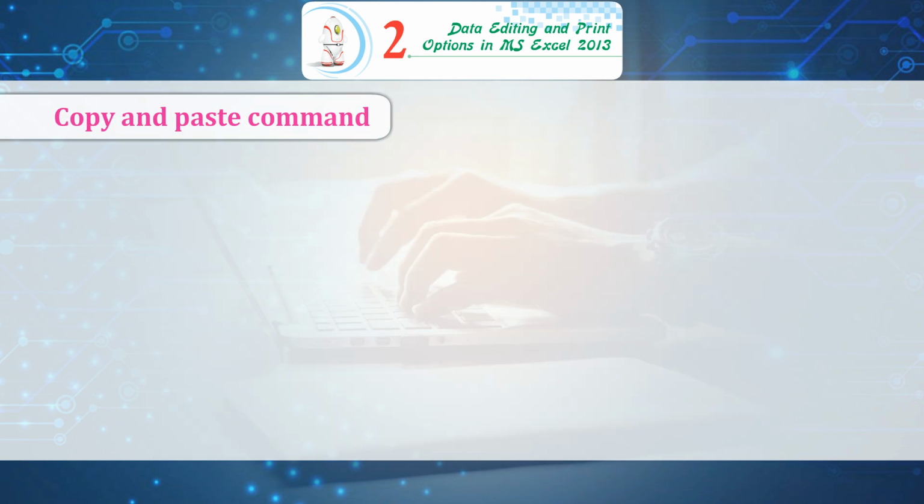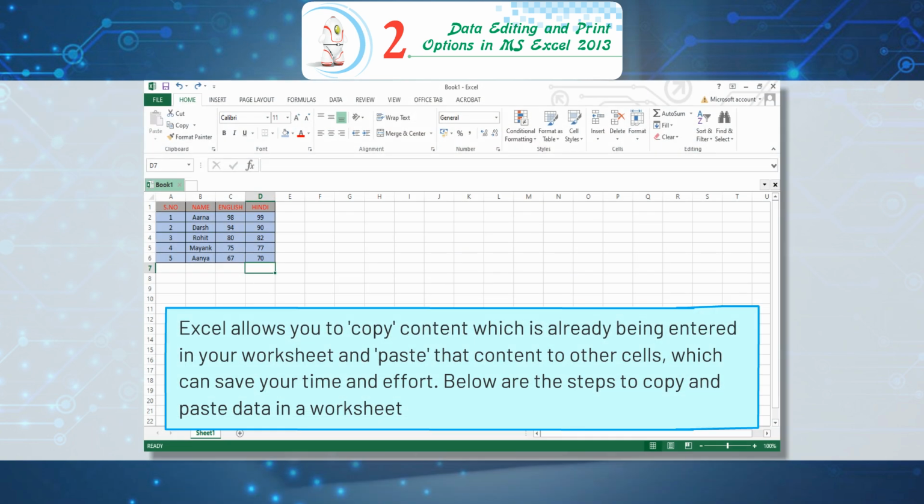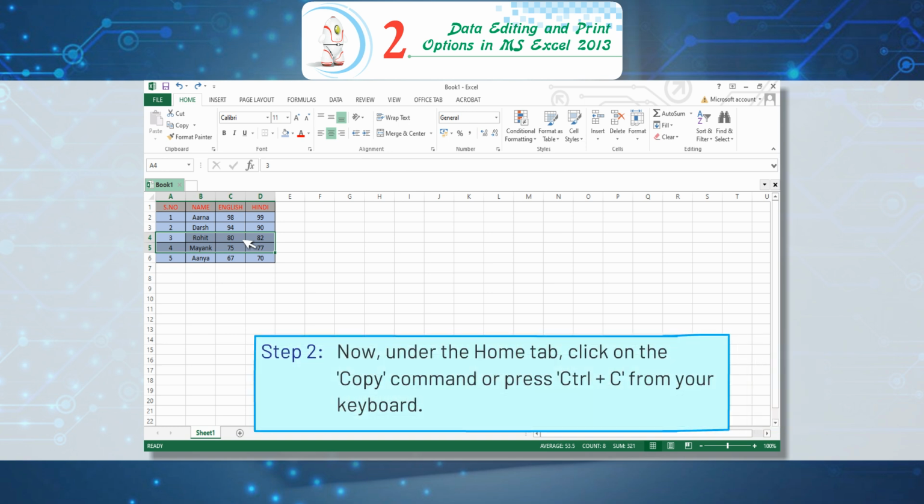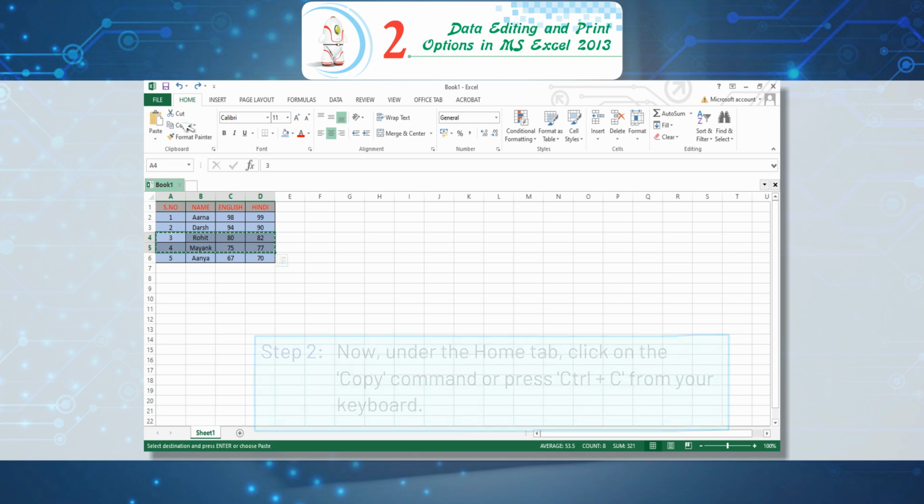Copy and paste command. Excel allows you to copy content which has already been entered in your worksheet and paste that content to other cells, which can save your time and effort. Below are the steps to copy and paste data in a worksheet. First of all, select the cells that you want to copy. Second, under the Home tab, click on the Copy command or press Ctrl+C from your keyboard.